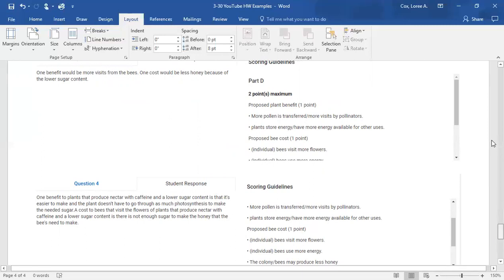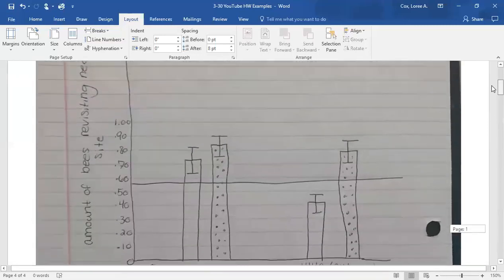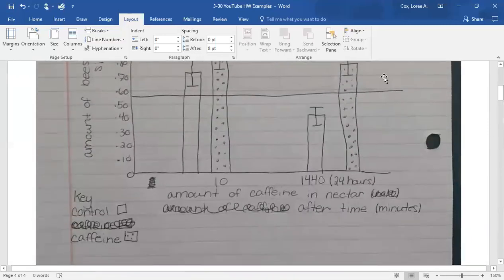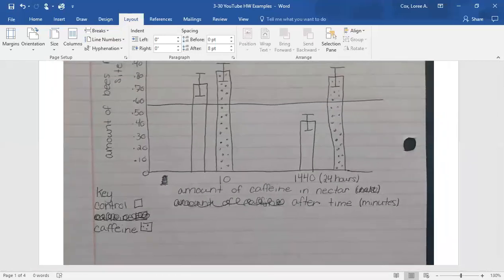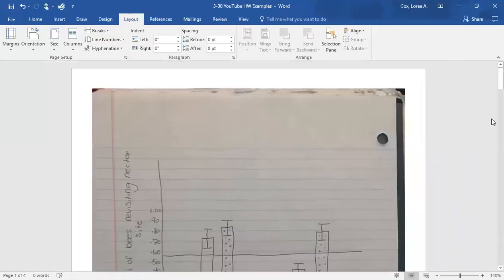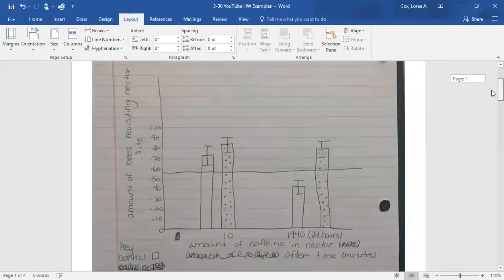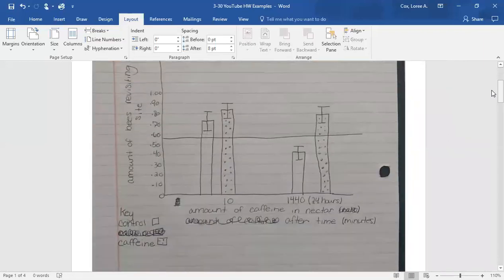Really, really good. Okay, let's go back to the graph really quick. This graph earned full credit. So let's take a look at what they did here. Okay, so we have down here, x-axis labeled properly, y-axis labeled properly, scaling is good, error bars, and a legend, full points. Excellent work on this graph.